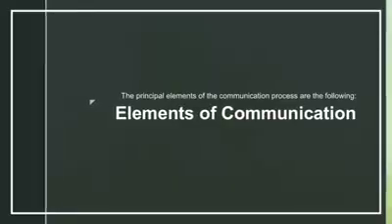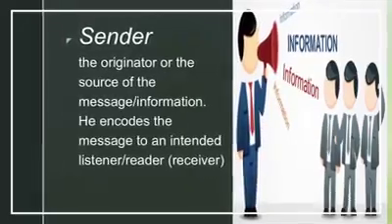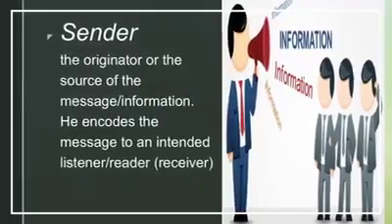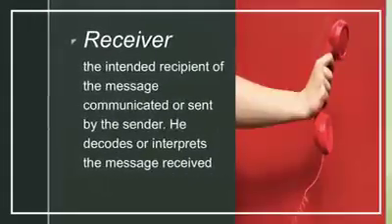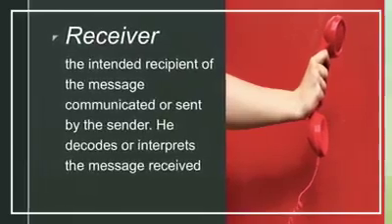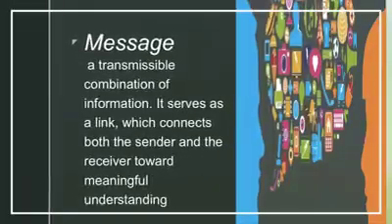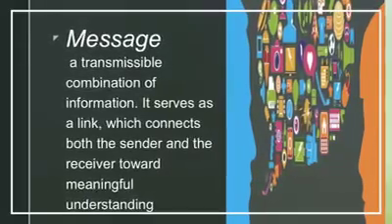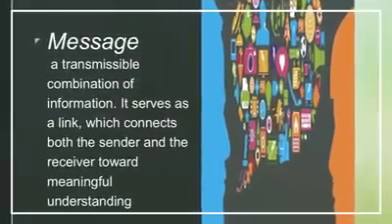The principal elements of the communication process are the following. The sender. It is the originator or the source of the message or information. He encodes the message to an intended listener or reader, also known as the receiver. The receiver refers to the intended recipient of the message communicated or sent by the sender. He decodes or interprets the message received. The message. It is a transmissible combination of information. It serves as a link which connects both the sender and the receiver toward meaningful understanding.